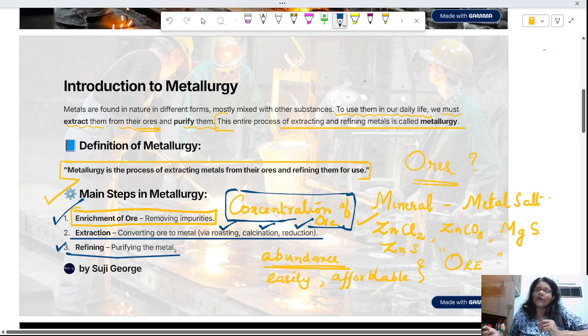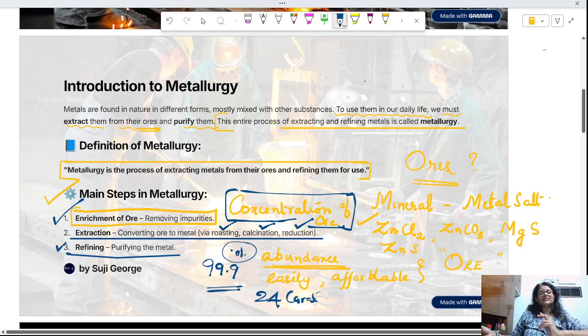We need pure metal. With gold, you know about the purity. 24 karat gold is the purest, then comes 22 karat gold, then you have heard of 916 gold. These are all ways the purity is determined. 99.9 percent pure gold is the 24 karat gold, and in the remaining 0.1 percent there will still be impurity.